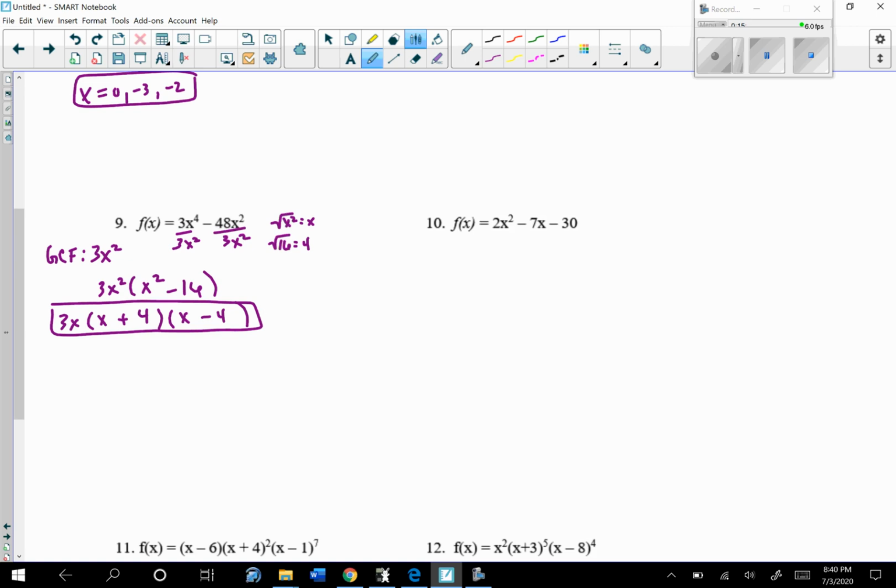So to find the solutions or the zeros, you set it equal to 0 and solve. So 3x equals 0, x plus 4 equals 0, and x minus 4 equals 0. So x equals 0, x equals -4, and x equals +4, because here you would subtract the 4, here you add the 4, and here you divide by the 3.